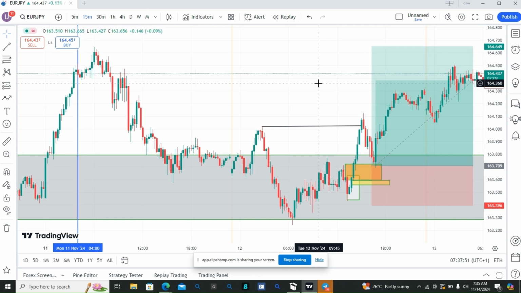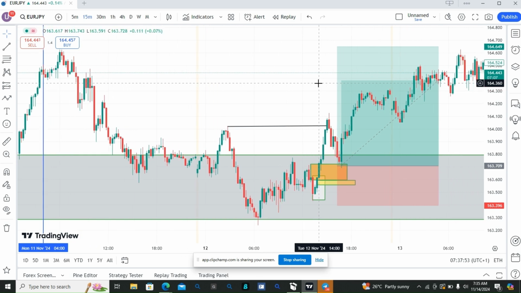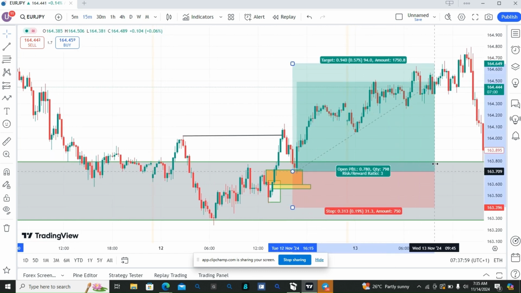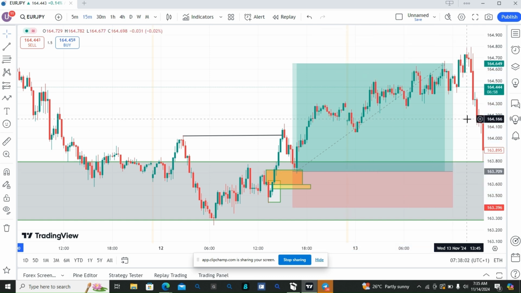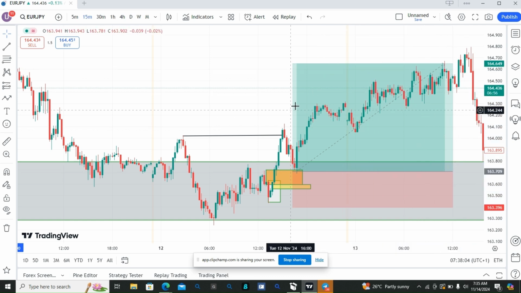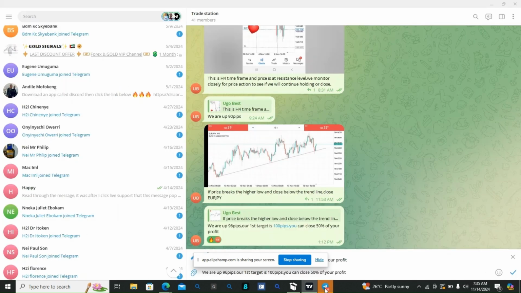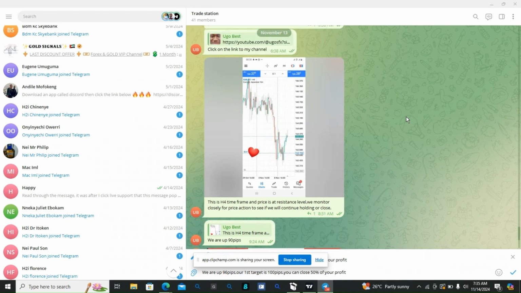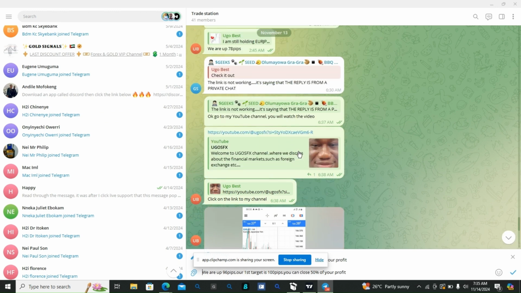So the market came and tapped me in. There was no drawdown, and we started moving. And you can see it, our take profit was hit. When this thing happened, I showed it to my community. So let me show you so you understand this thing. This is the thread here. This was when I entered the thread.